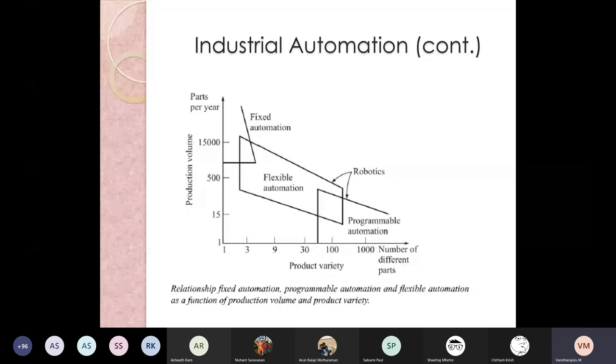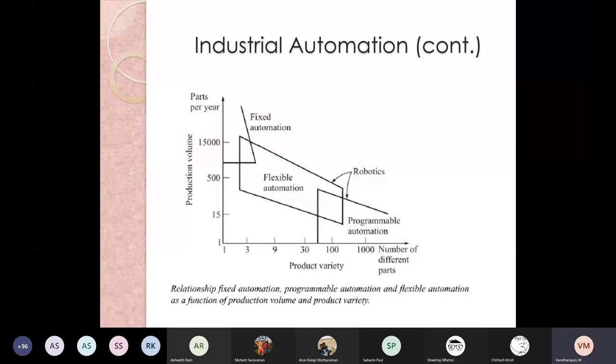On the other end, we have programmable automation. When the volume of production is relatively low and there is a variety of products to be made, in this case the production equipment is designed to adapt to variations in production configuration. And in the middle, we have flexible automation. This is the relation between product variety and production volume for the various automation types: fixed, programmable, and flexible.